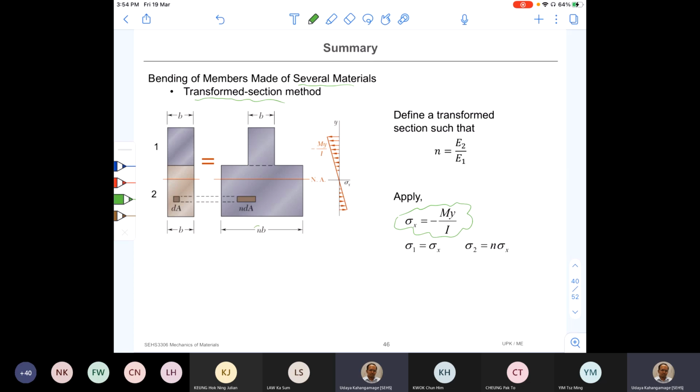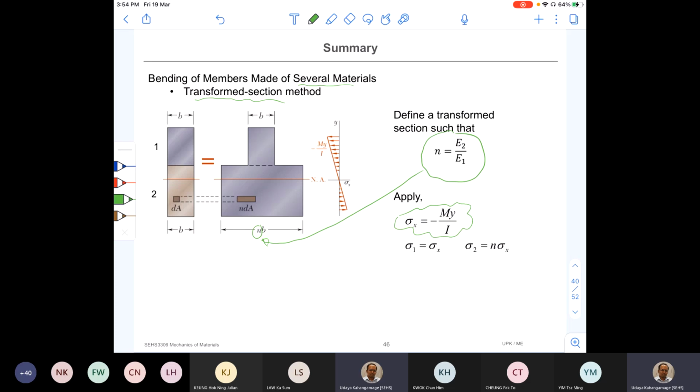So how much do we increase the width? By a factor of n, and the factor of n depends on the Young's modulus of the two materials. So n is given as a ratio of the two Young's moduli of the two materials. Okay, right. So once the calculation is done, we get the stresses for the imaginary section.